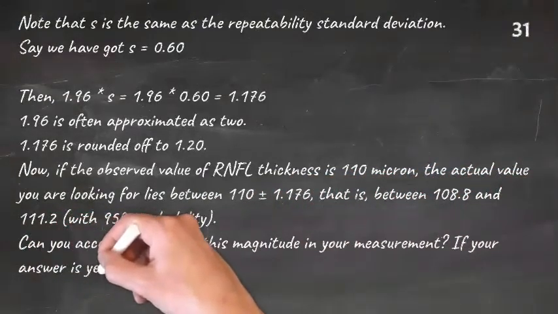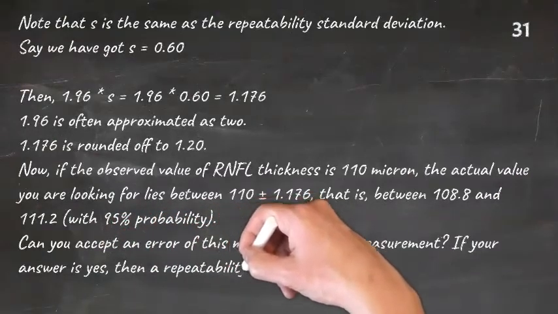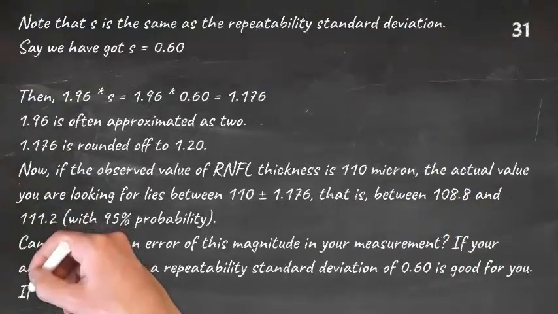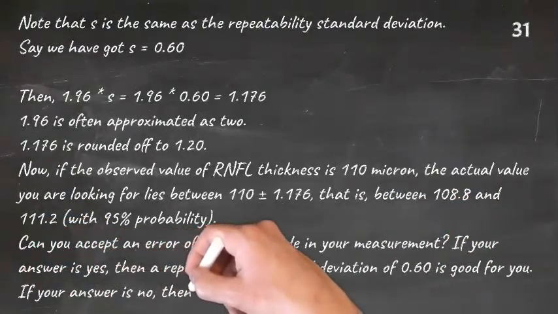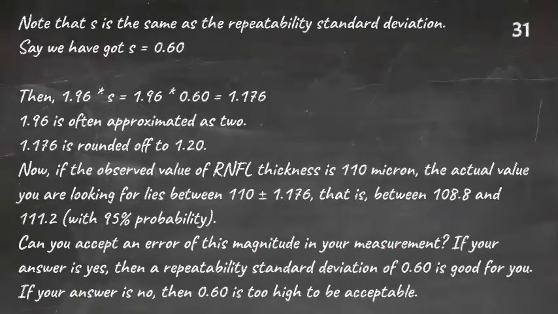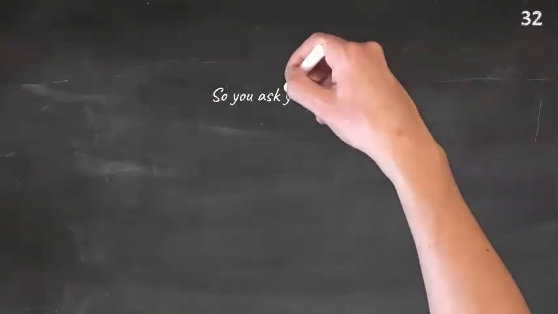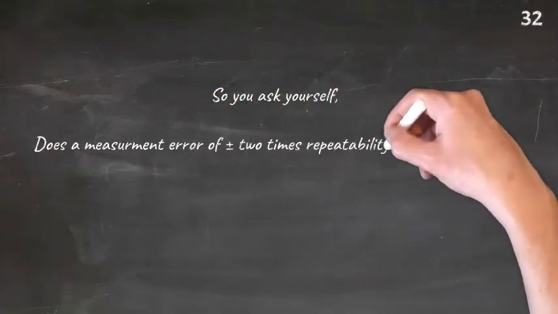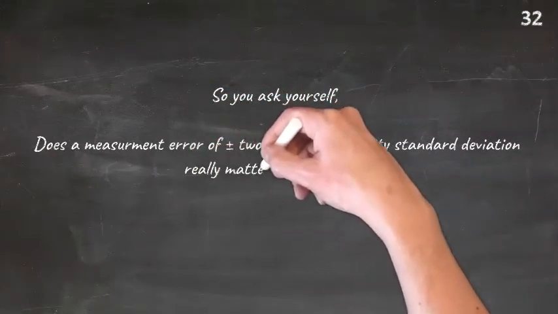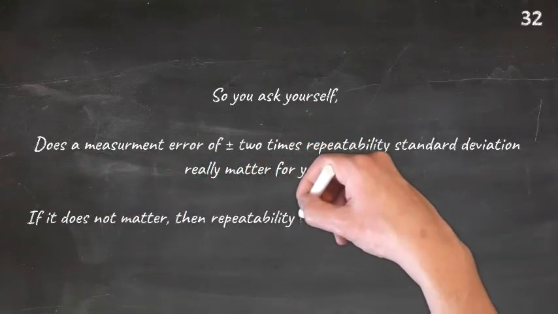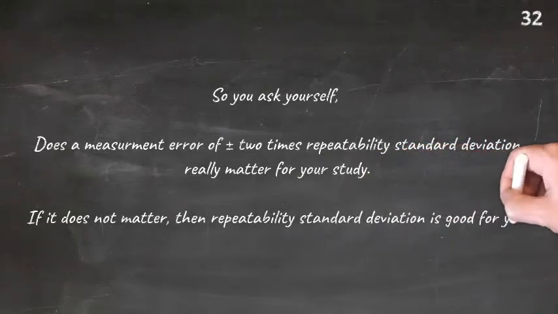Can you accept an error of this magnitude in your measurement? If your answer is yes, then a repeatability standard deviation of 0.60 is okay for you. If your answer is no, then 0.60 is too high to be acceptable. So you ask yourself, does a measurement error of plus minus 2 times the repeatability standard deviation really matter for your study? If it does not matter, then the repeatability standard deviation is good for you.